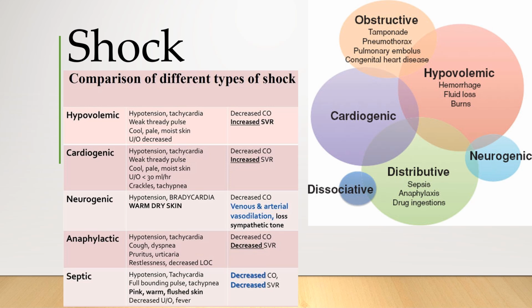Neurogenic shock, bradycardia. Bradycardia is a sign the patient's not doing well when they're in neurogenic shock. Anaphylactic shock, the patient's going to have urticaria. They could have difficulty breathing and coughing if their throat's swelling up.